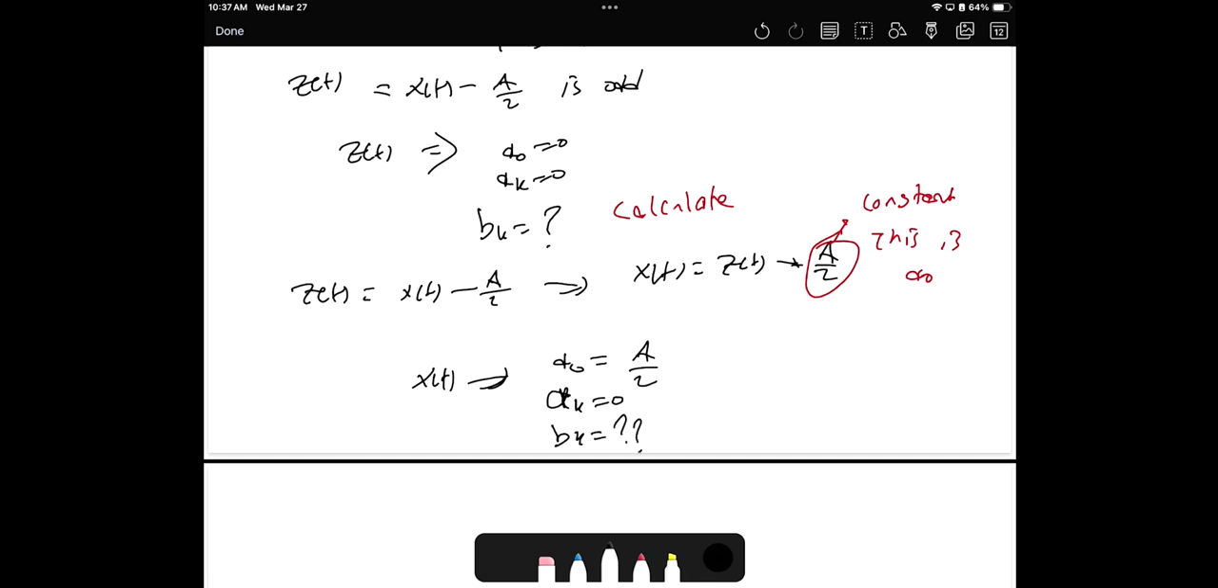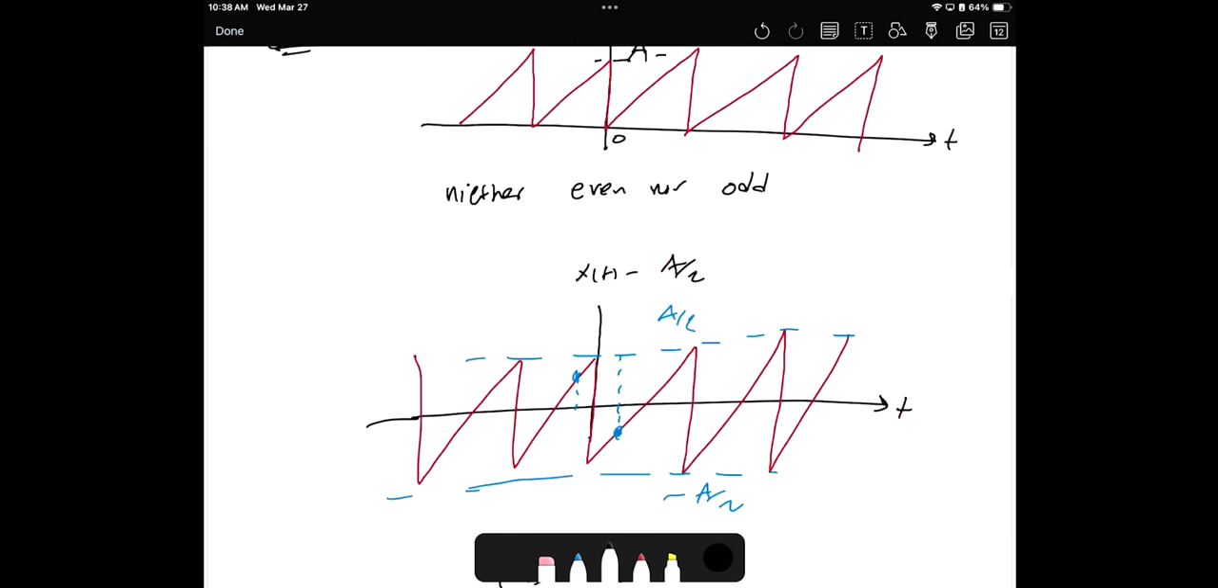This one is neither odd nor even, but when we shift it a little bit, we realize it's odd. And for odd, all of the A's are zeros. Then after you calculate B, you can shift it back to the origin. That shift is actually a constant, and that constant is A0. Okay, does this make sense? This is kind of tricky. Any question about this?